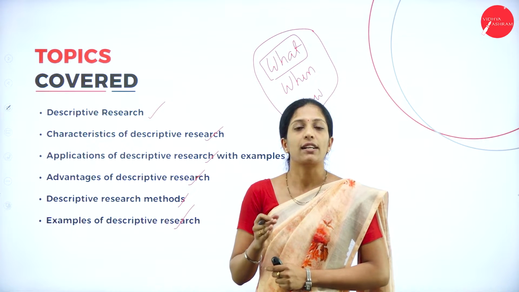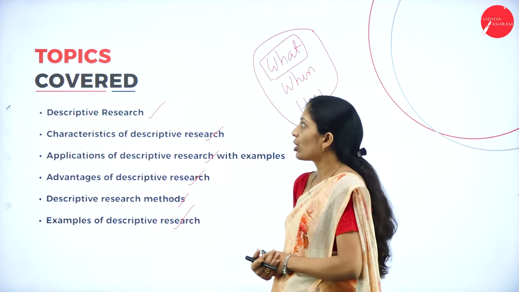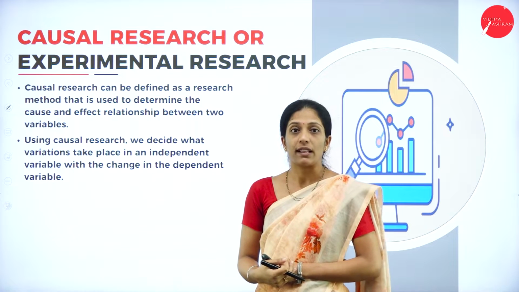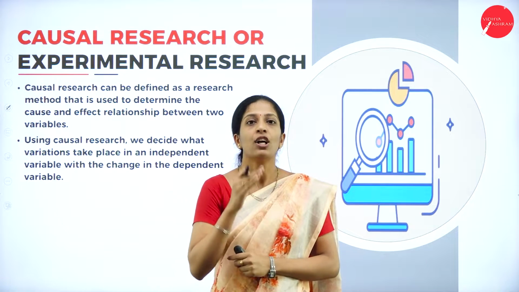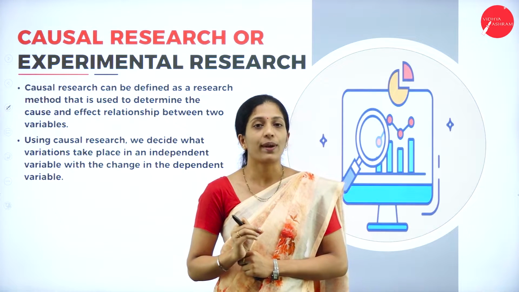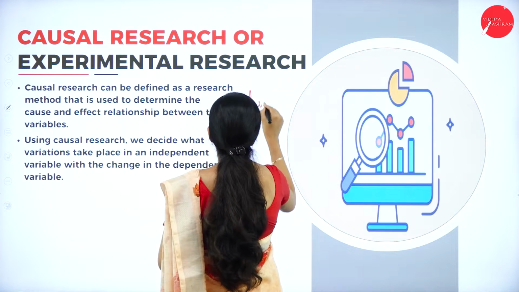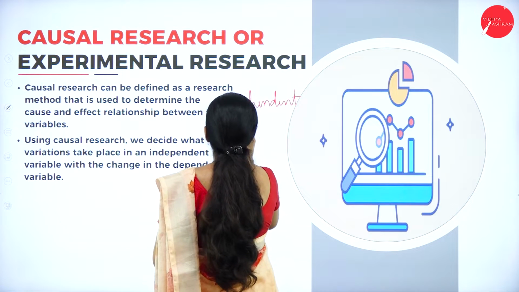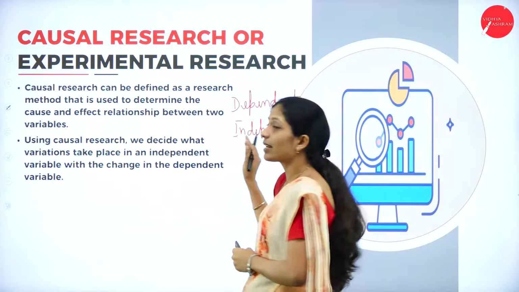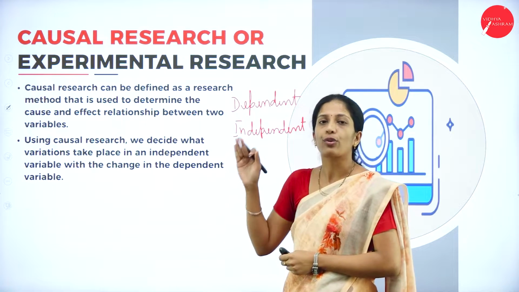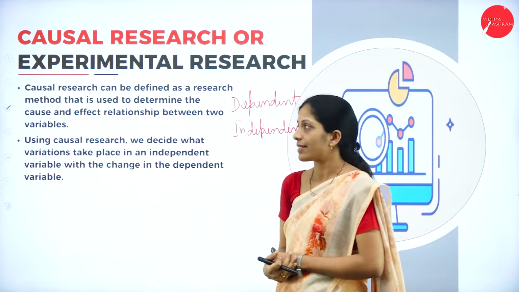In today's session, we shall continue with one more method, that is causal research or experimental research. This is a very important research method where we are going to identify the cause and effect relationship between two variables. Which are the two variables? You have to remember this. There are two variables. One is the dependent variable, the other is the independent variable. These are the two variables the researcher has to give importance to in order to find the cause and effect relationship. So let us see what this causal research is.